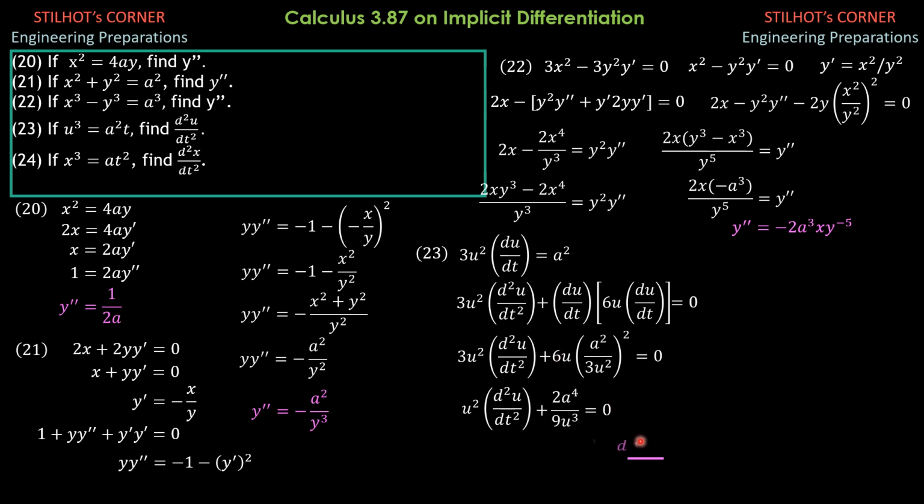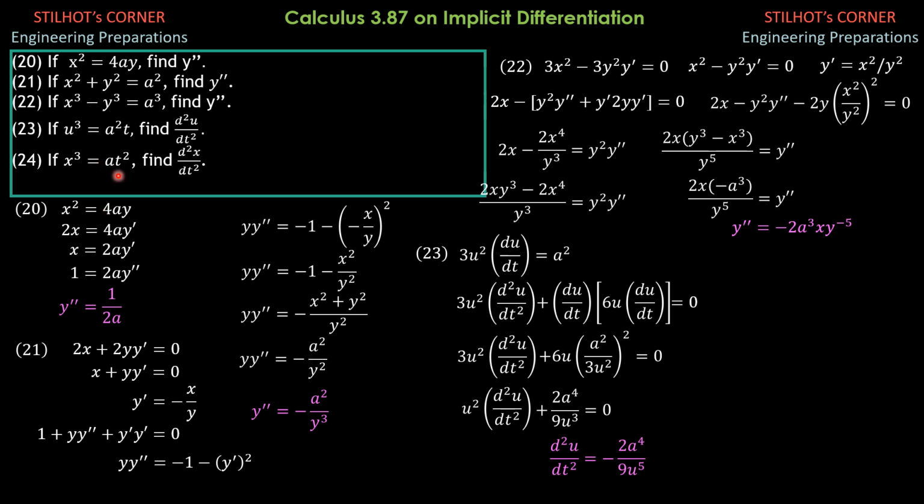So simplifying, the second derivative of u with respect to t is negative 2a to the 4th divided by 9u to the 5th. u squared times u cubed is u to the 5th. So the second derivative of u with respect to t is negative 2a to the 4th over 9u to the 5th. That's it for problem 23, and let's proceed to the last.